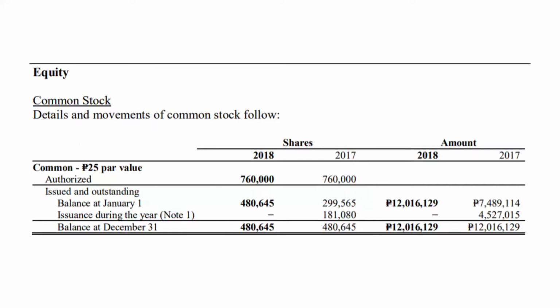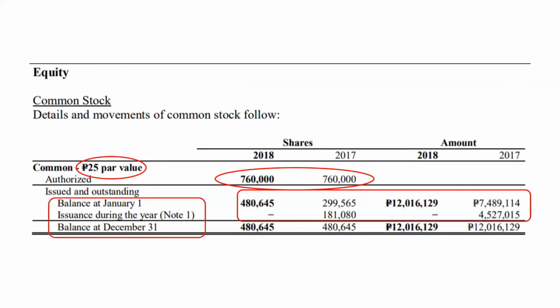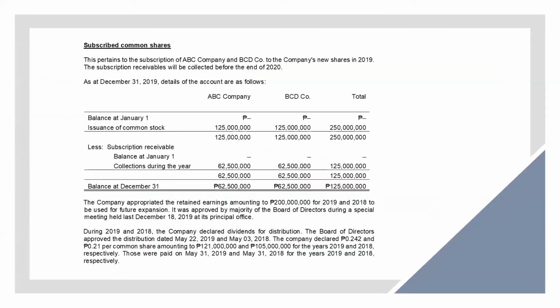So, sabi doon, kailangan nandun yung number of shares authorized. Which is ito siya. Number of shares issued and fully paid. So, dapat stated din siya. Yung par value per share. Ayan. Yung issued and outstanding. Ayan siya. So, if meron din tayong mga subscribed shares, it should be presented as well.